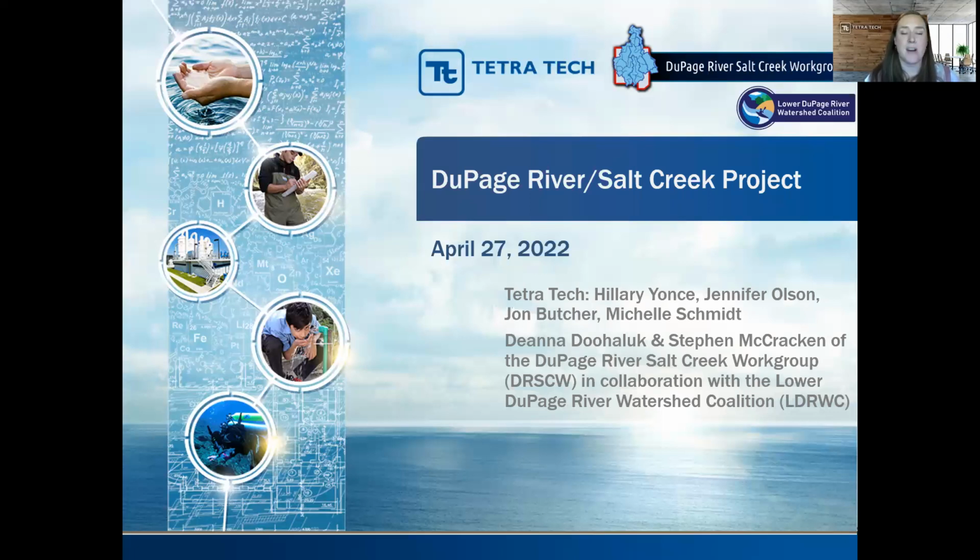So I'm going to try to synthesize and present what we've done in a way that's digestible, but not too in the weeds, because I could talk about this project for hours, but that's not in the interest of everyone's time. So I'm going to be walking you through the modeling for the DuPage Rivers and Salt Creeks, and we're going to talk about the objectives, information on the modeling platform, calibration, sensitivity, and management scenarios, where we actually apply the models to meet certain project objectives.